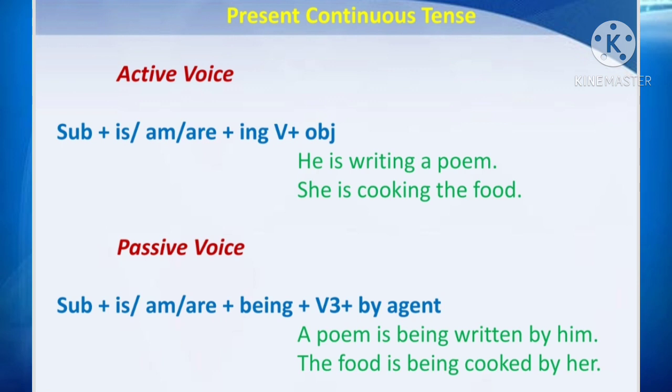Next sentence. She is cooking the food. That is in active voice. You have to change it into passive voice. So the food is the object there. So in passive voice, the object will become the subject. Then the subject here is the food. The food is being cooked. Here cooked is a past participle form of the verb cook. By her, it is by agent.